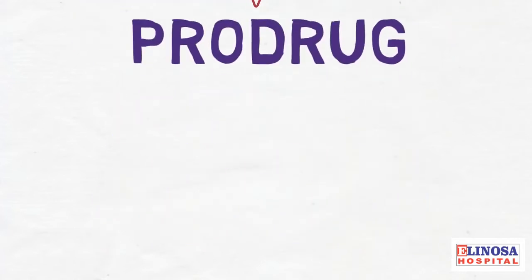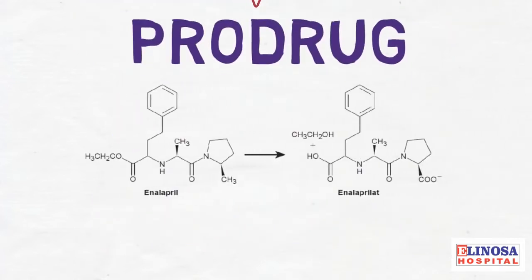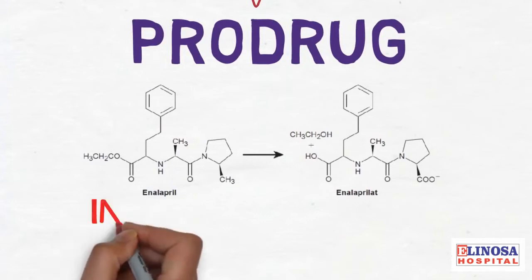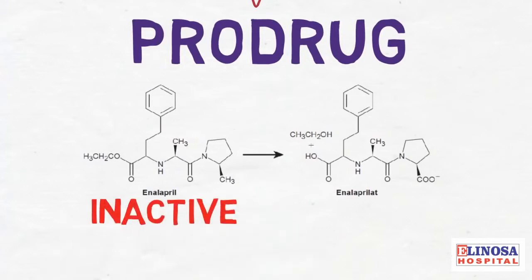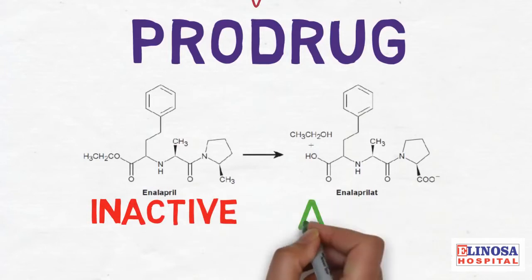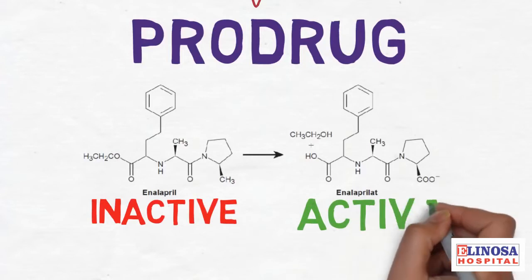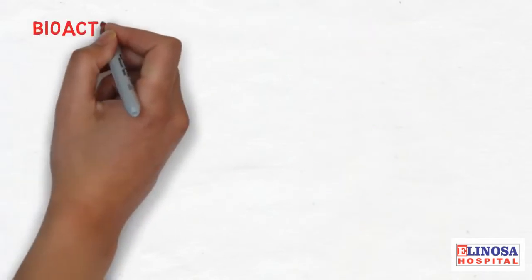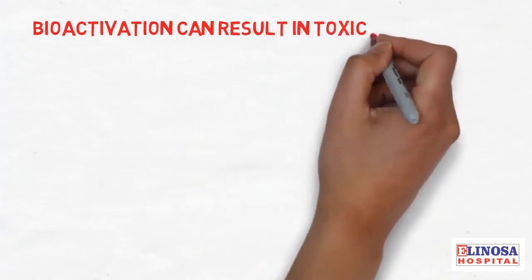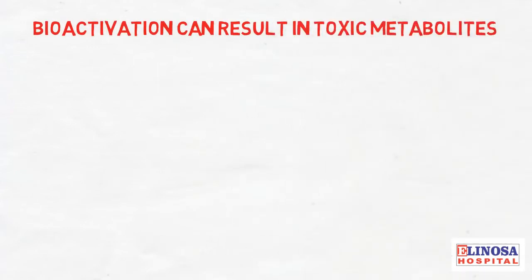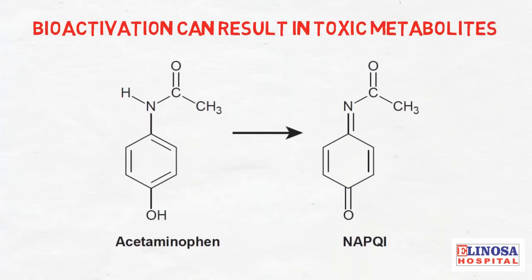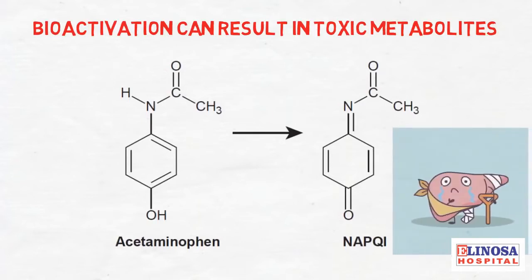An example of a prodrug is enalapril, which has no activity as an antihypertensive agent. But upon hydrolysis, it becomes enalaprilat, which is a potent antihypertensive drug. Bioactivation of a drug can also lead to a toxic metabolite. The widely used acetaminophen has a metabolite that is called N-acetyl p-benzoquinoneimine, which is hepatotoxic. I have explained the mechanism of toxicity and the antidote in my previous video, which I linked in the description below.